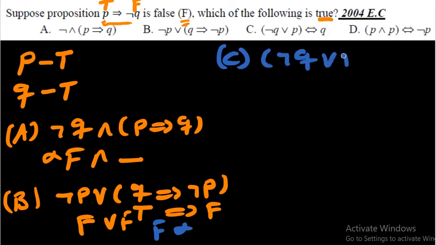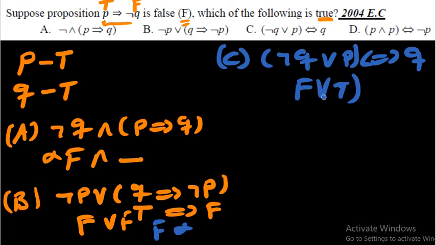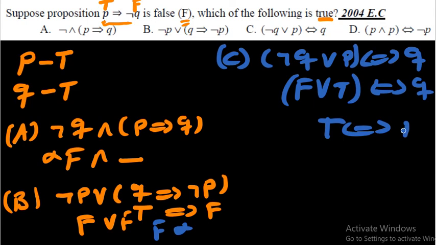negation Q or P implies Q, it says. Negation Q is false, or P is true. The outcome here will be true, implies Q is also true. So true implies true will be true. That's acceptable. The answer will be C.